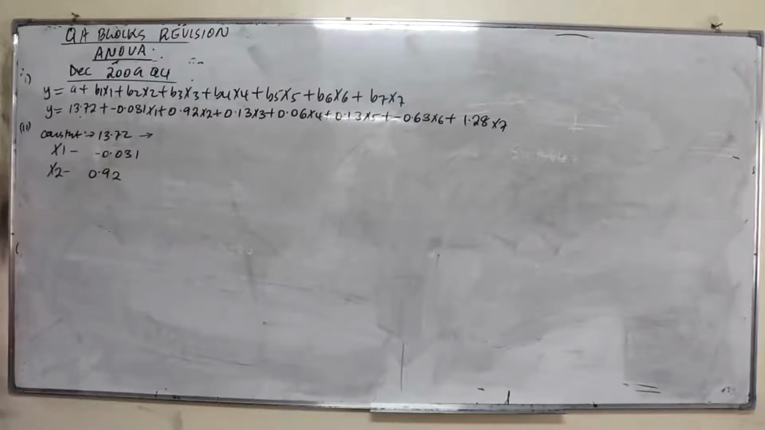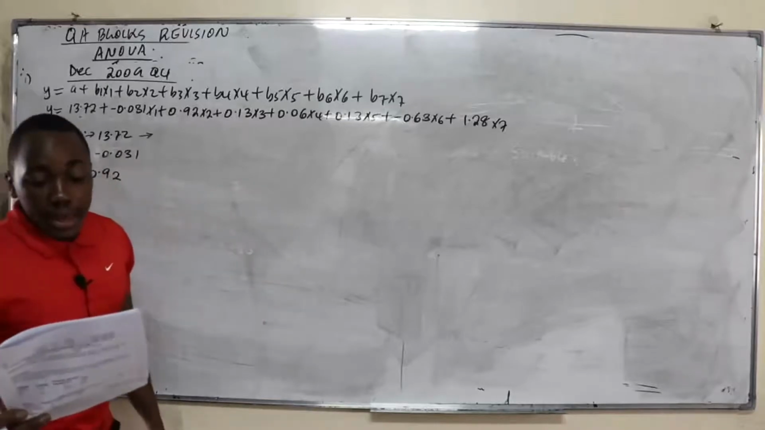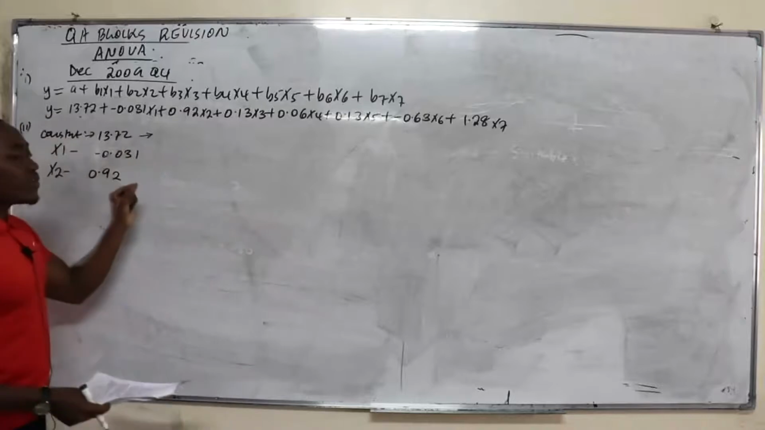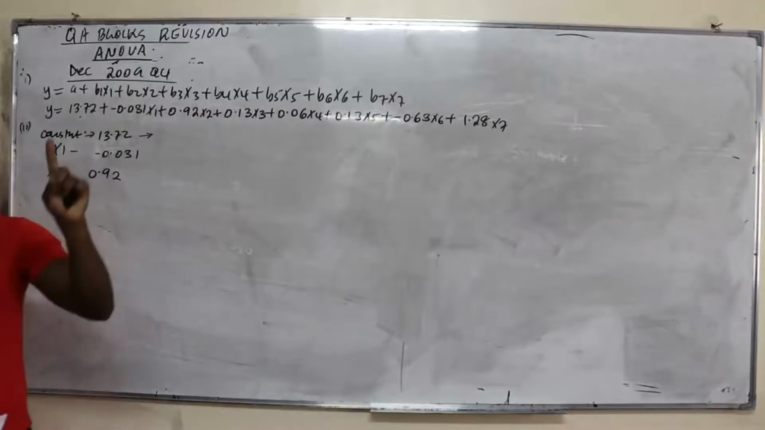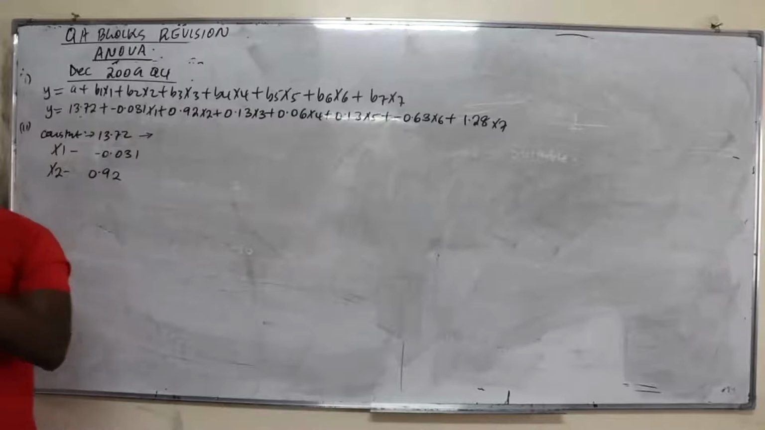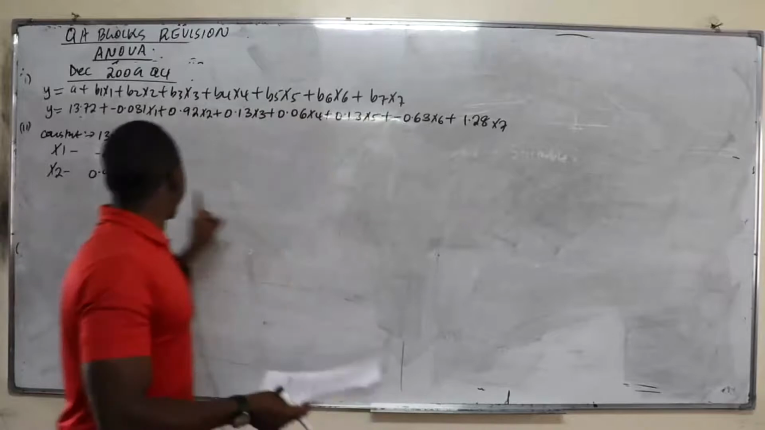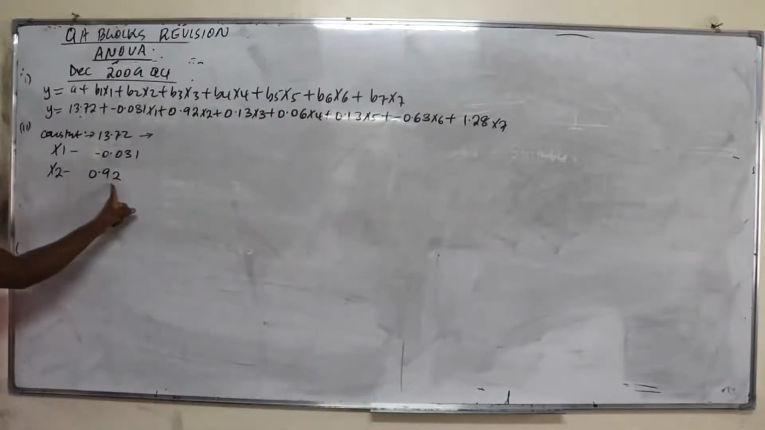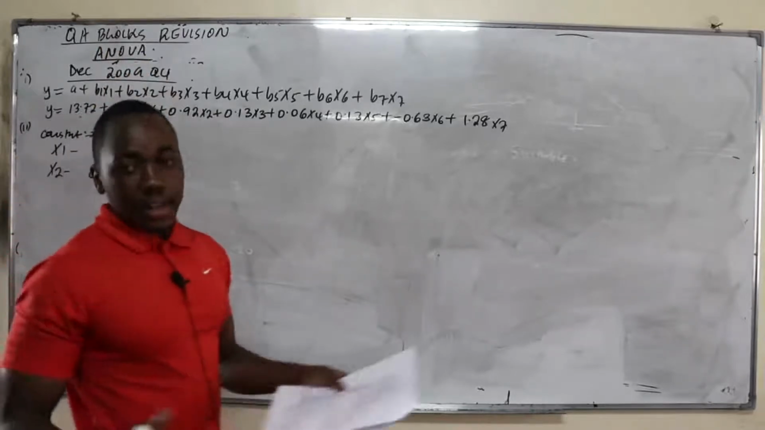Negative means what? Decrease. So we say that this is the decrease in the level of job satisfaction when X1, which represents the age of an employee, increases by 1 year. X2 represents what? What do you expect? This is the increase in the level of job satisfaction when the salary increases by 1 unit. Yes, that's what you're supposed to interpret.